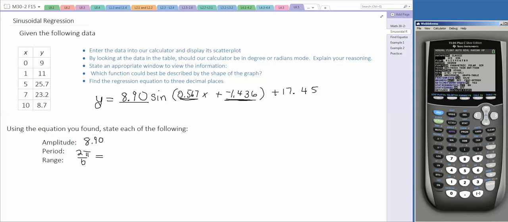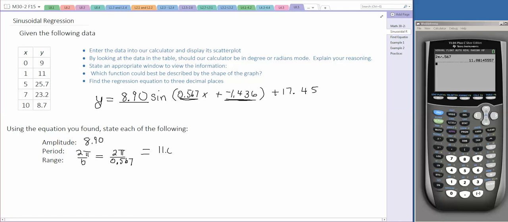So now let's go back and calculate our period. Our period is 2 pi divided by 0.567. So 2 times pi divided by 0.567, and we get 11.08. So our period is 11.08.